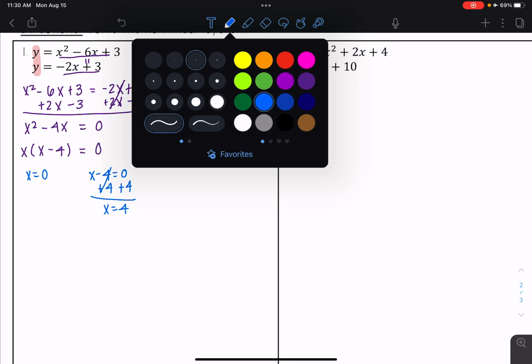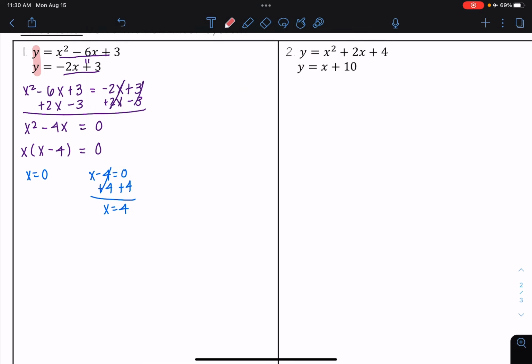Now I need to find my corresponding y values so I can get my ordered pairs. I'm going to start with x equals 0 and plug that into either of these equations. It doesn't matter which one we do. It's a little bit easier to work with your linear one, so I'm going to plug it into that one. And so when I do that, I have y equals negative 2 times x, which is 0, plus 3. Or in other words, y equals 3. So that means that my ordered pair for this one is 0, 3.